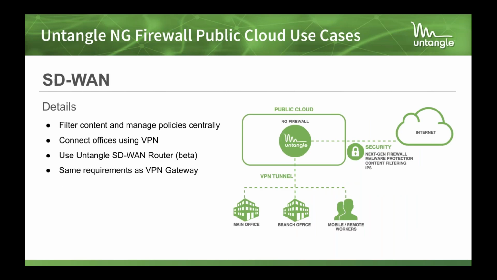A similar type of deployment involving VPN is SD-WAN. And in this case, you're going to be running full tunnel. So mostly you're filtering everything internet bound through your cloud instance. And the benefit there is that you can filter all of the content and manage all of the policies centrally. And one of the benefits, just like with the VPN gateway scenario, is that it allows you to interconnect all of your branch offices and mobile users.